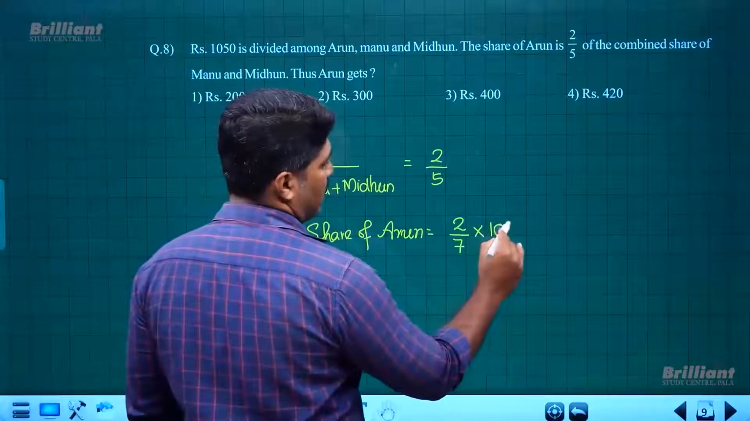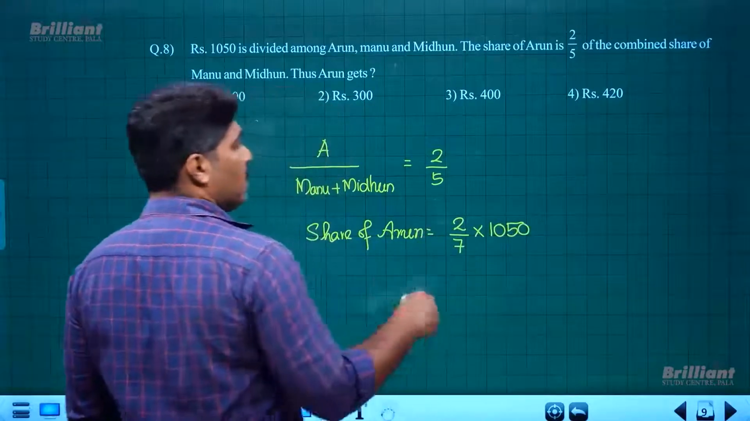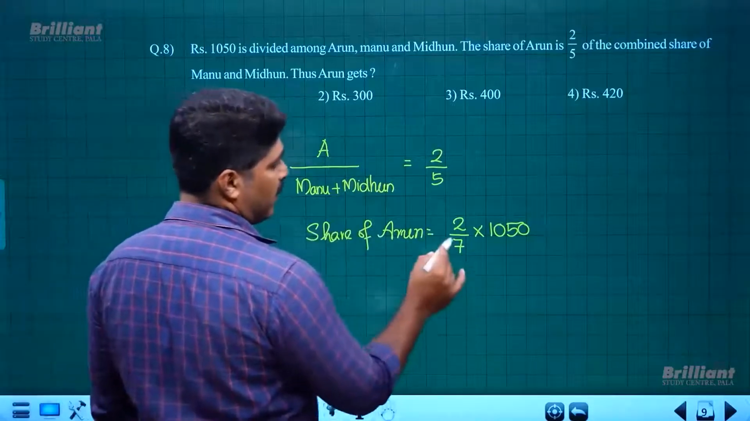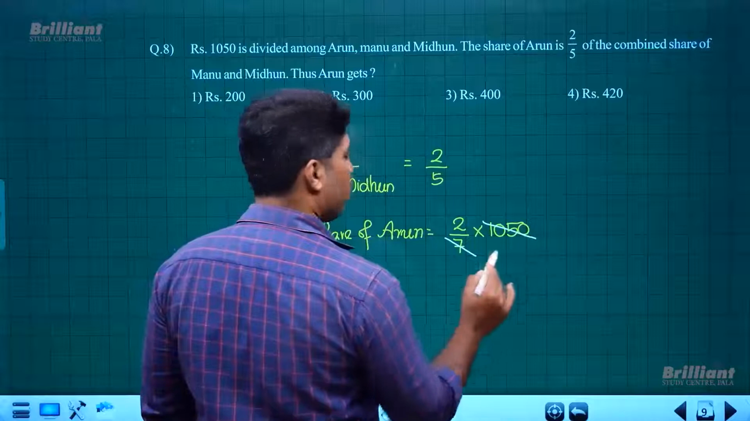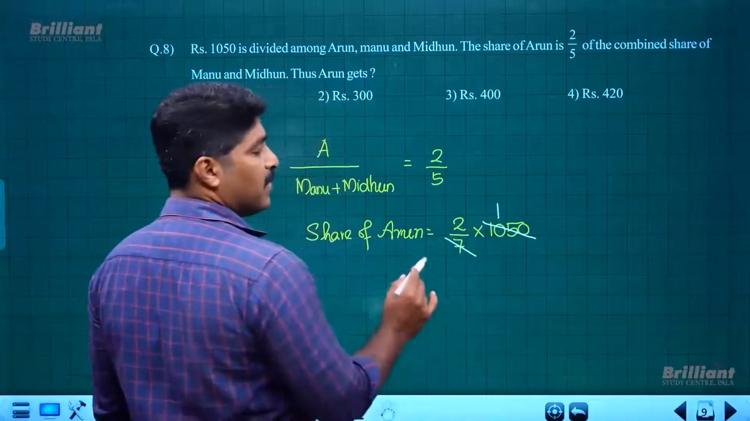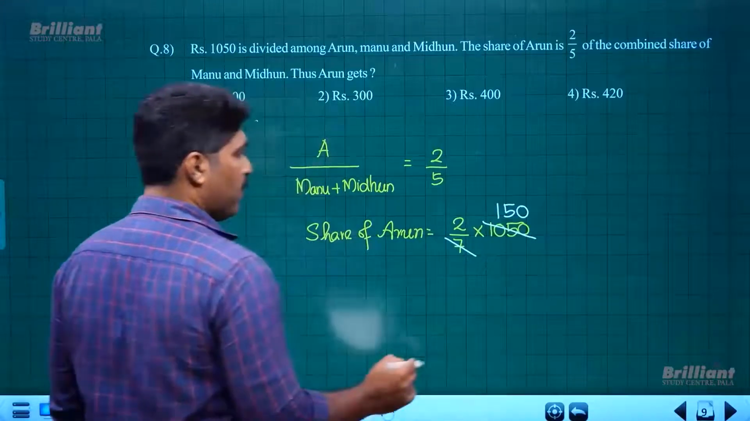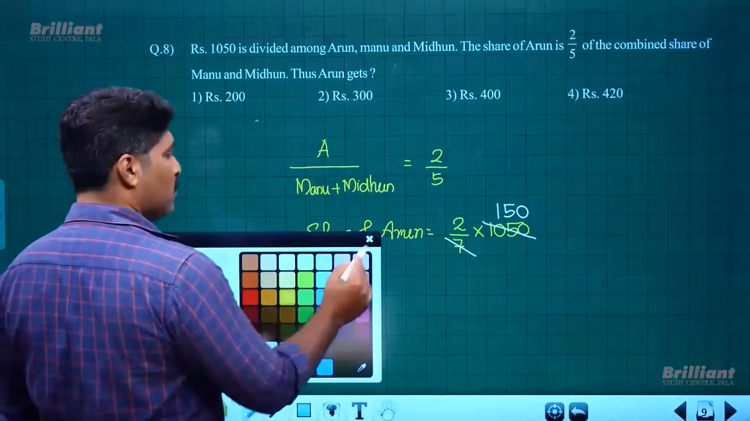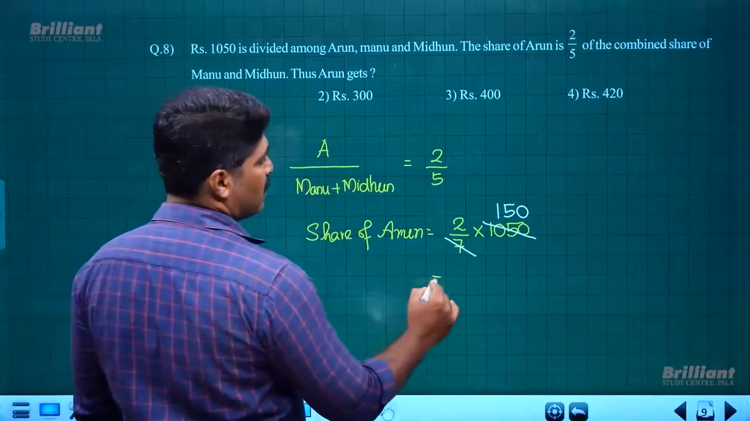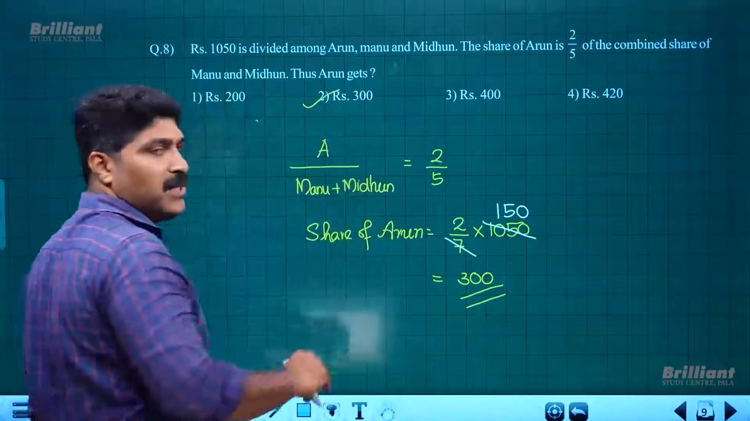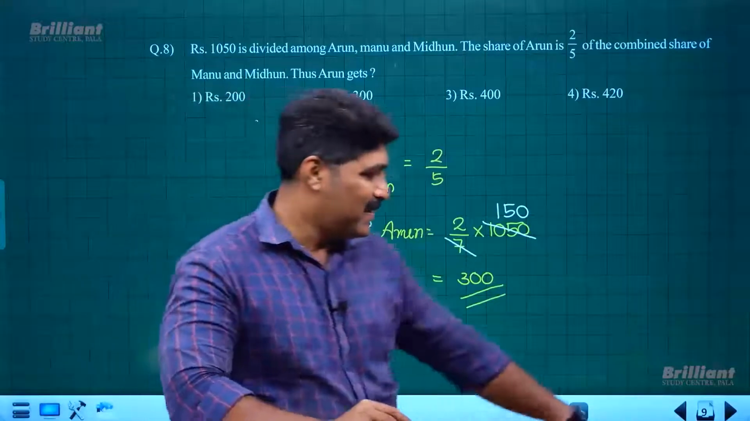So what is the total here? 1050. So you just simplify. What is 2 by 7 here? If you consider 1 time of 7, then 1050 is 150 times. So this is 2 into 150. What is 2 into 150 here? That's equal to rupees 300. So the answer is option 2, rupees 300.